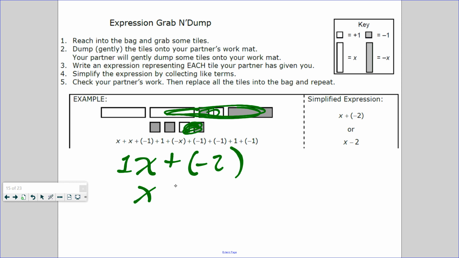And x plus negative 2. Do you even know of a more simpler way of writing this? X minus 2. If you take 2 away, isn't it the same thing as minus 2? And that is how you do it. So that is how you simplify expressions.